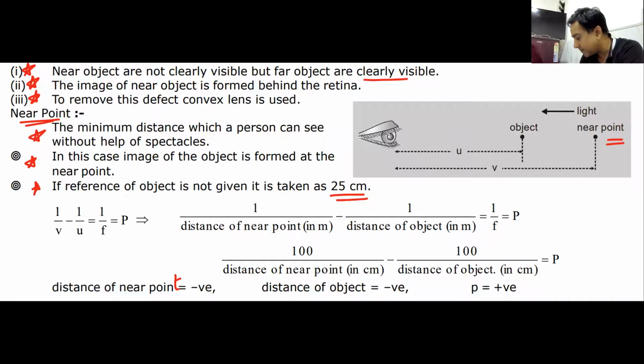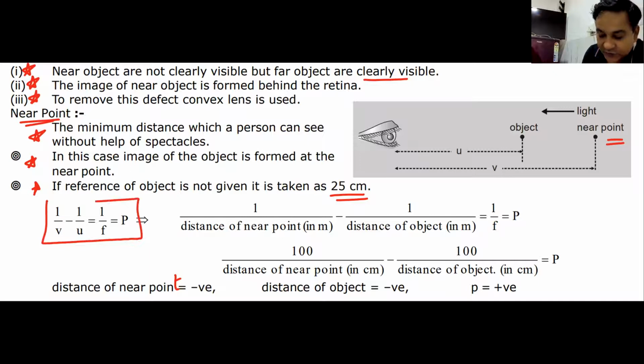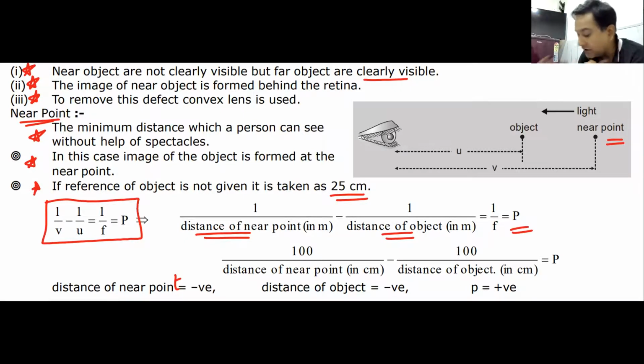Again, the same formula, 1 by v minus 1 by u is 1 by f. 1 by v is distance of near point, it will be negative. 1 by u is distance of object. What object I want to see? Normally it is 25 centimeter, is equal to 1 by f, which is p. Power will be coming as positive. Distance of near point will be negative. Distance of object will be negative, but the power will be coming as positive. Are we there together on this?